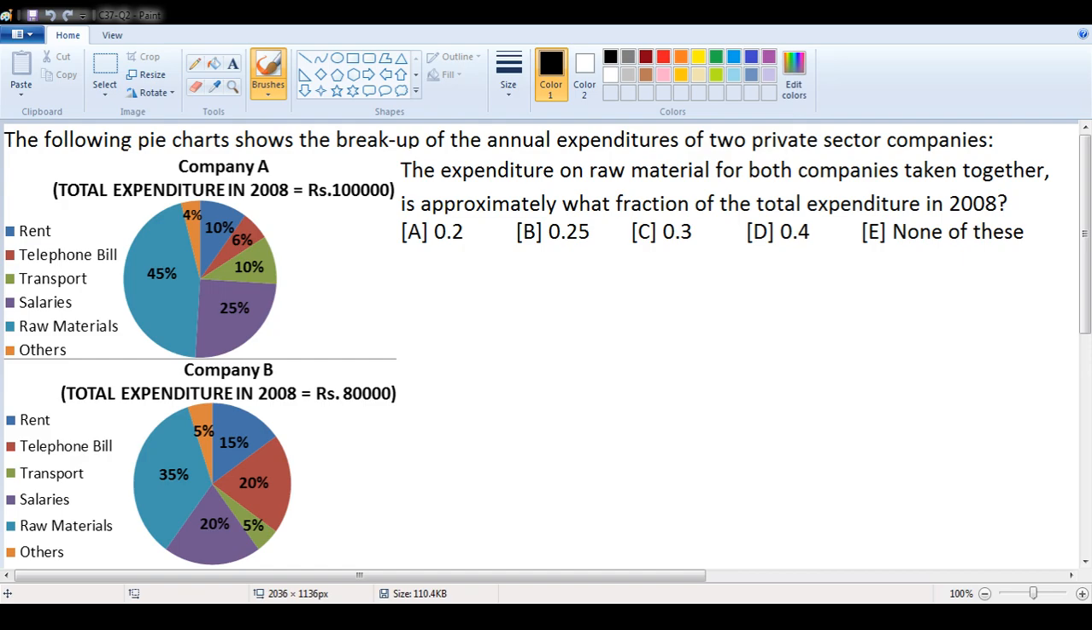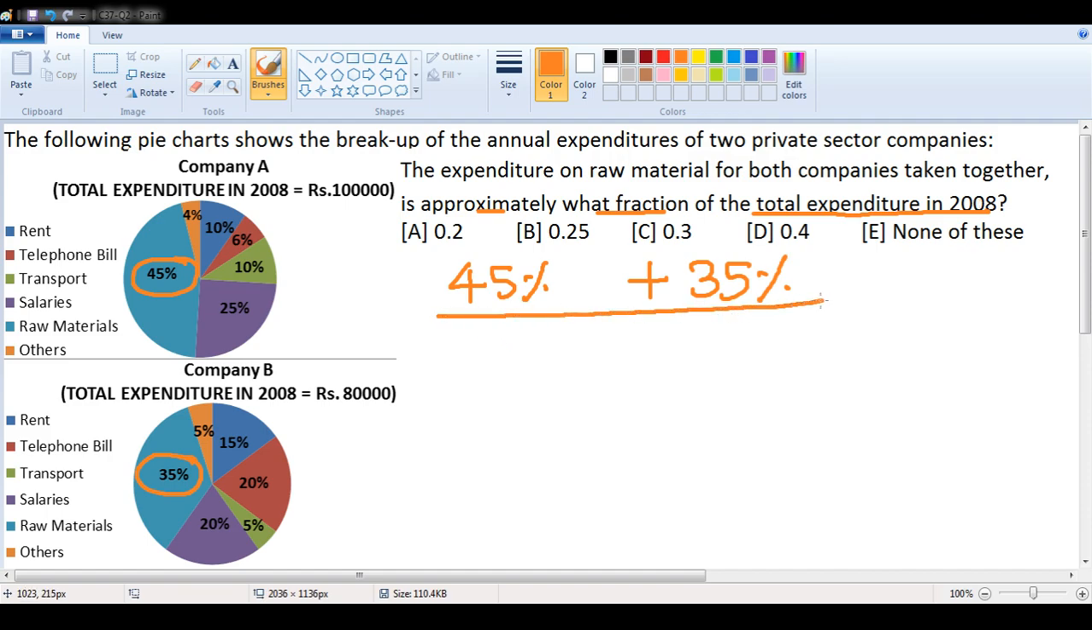Your second question is, the expenditure on raw material for both the companies taken together. That means company A raw material is nothing but 45%. Company B raw material is nothing but 35%. So both the companies taken together is 45% plus 35%, right? 45% plus 35% is approximately what fraction of total expenditure in 2008, right?